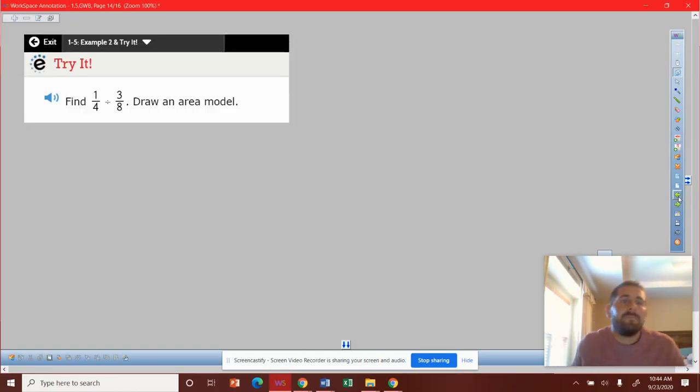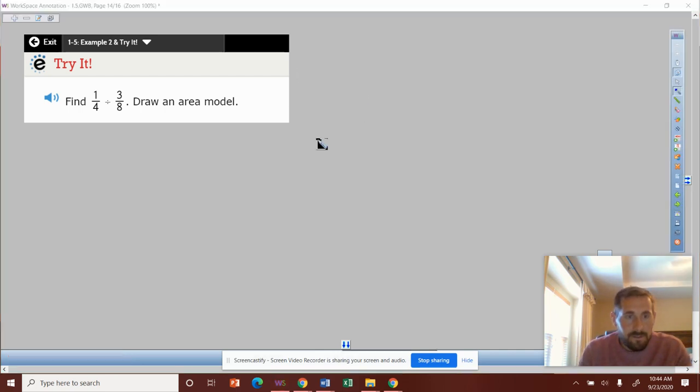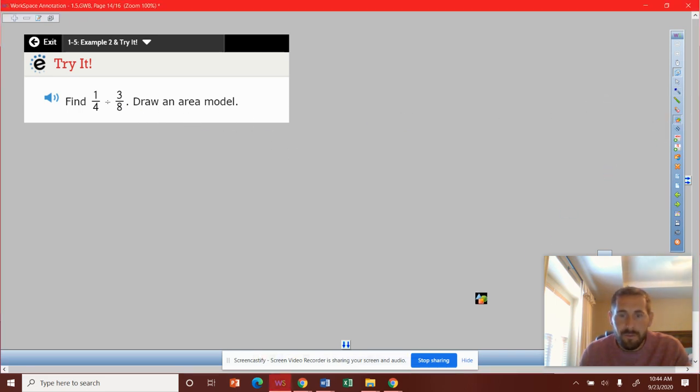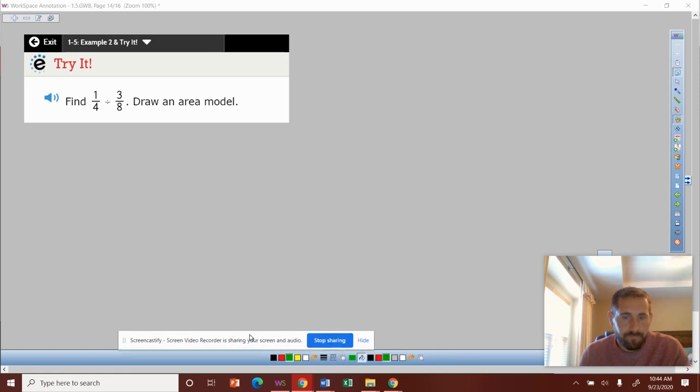Now we're on our try it number 2. So you just saw an example of this, but now we're taking two fractions and dividing. So we have 1/4 being divided by 3/8. So we're going to draw an area model. So I'm going to get my rectangles out.